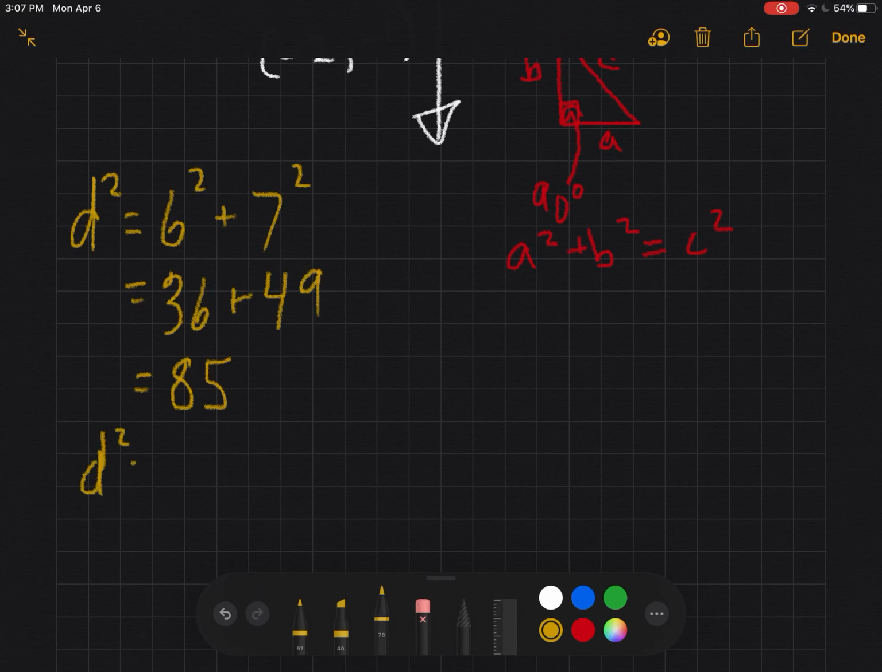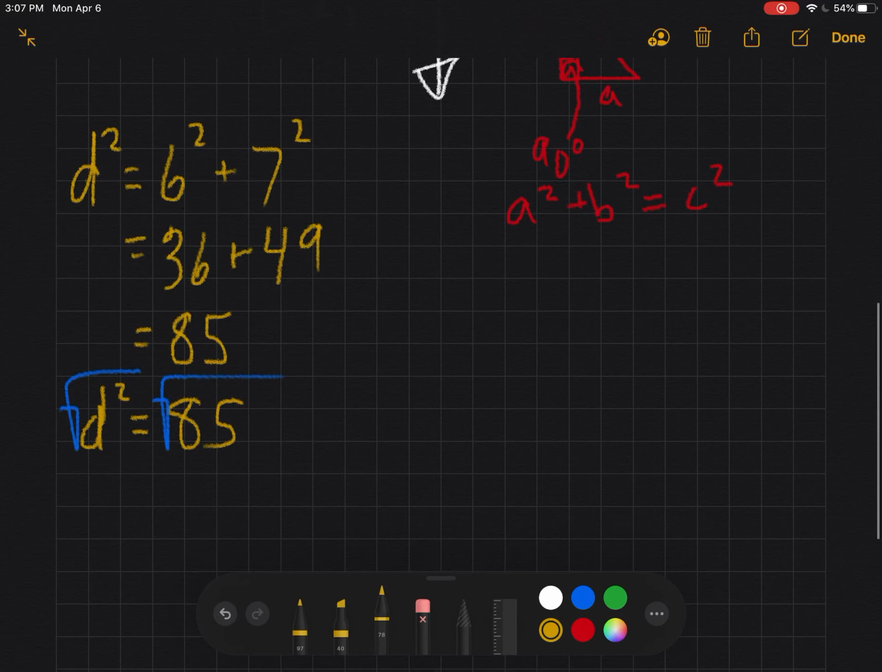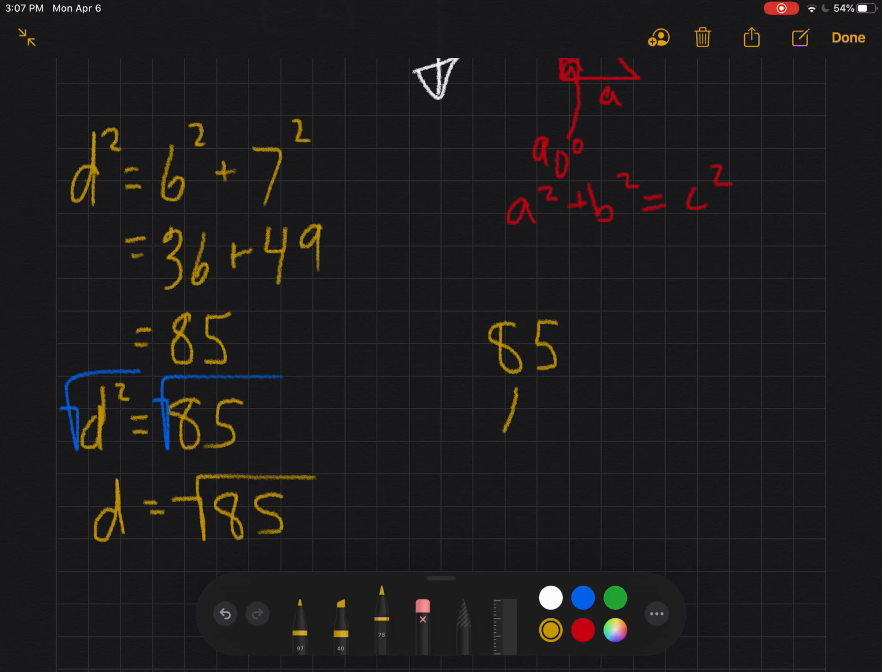So if d squared is equal to 85, and we want to know what d is, we can just take the square root of each side. And then now we know the distance is equal to the square root of 85. I wonder if we can simplify this square root.